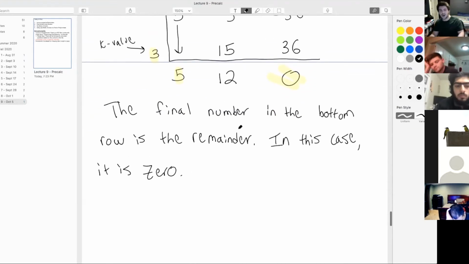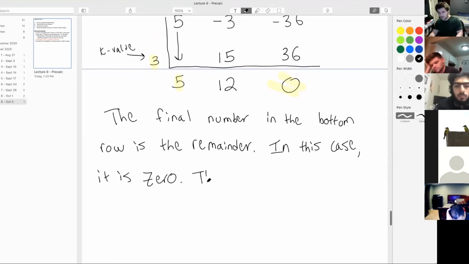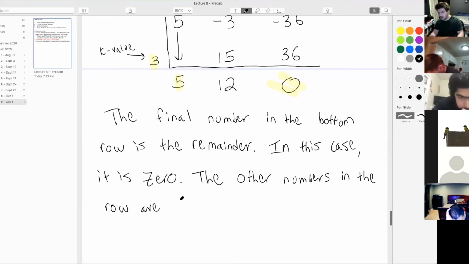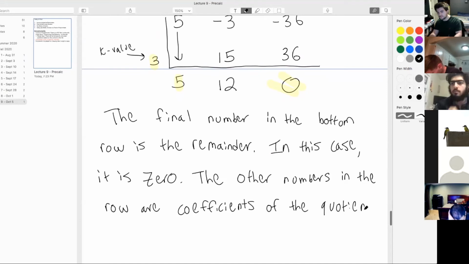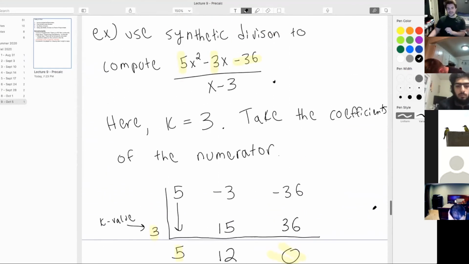Okay, and how about these other numbers that are in this row? Well, that's actually your quotient. Those are the coefficients of your quotient. So the other numbers in the row are coefficients of the quotient.